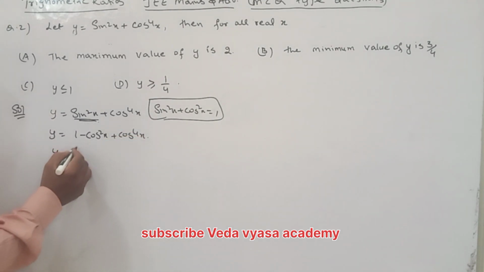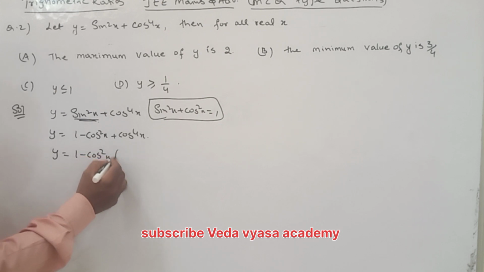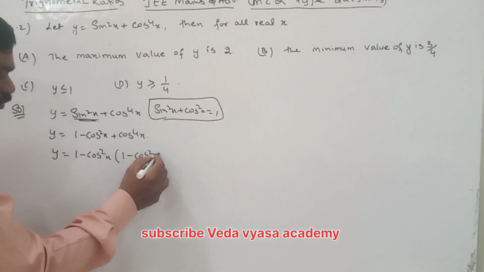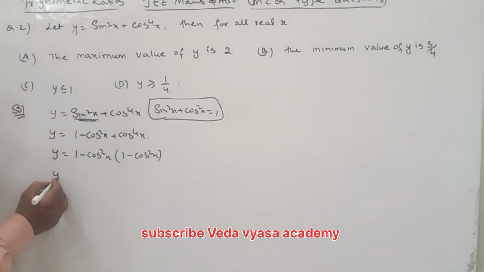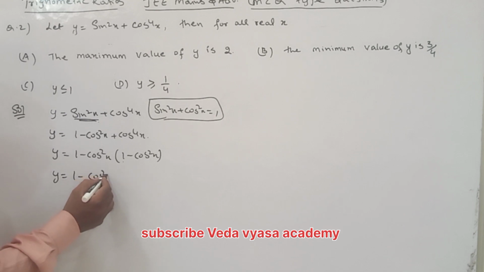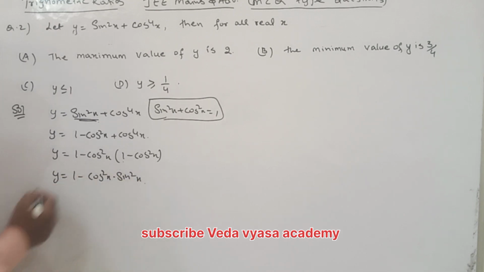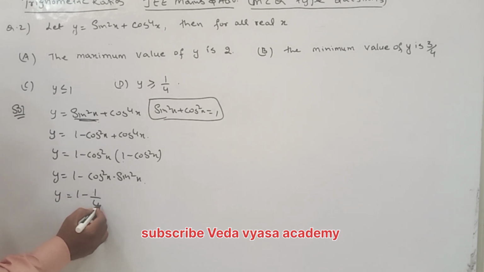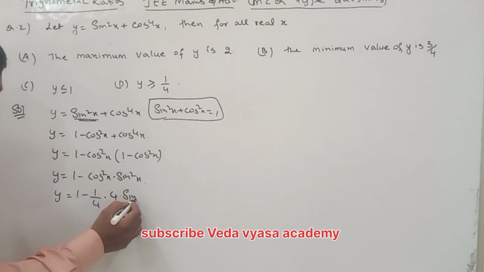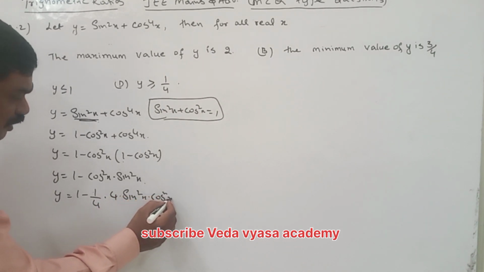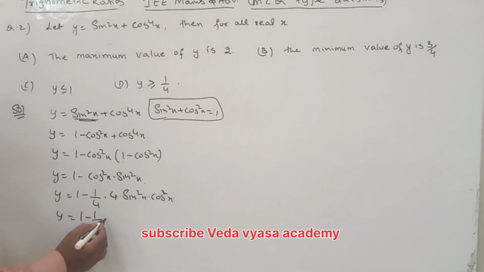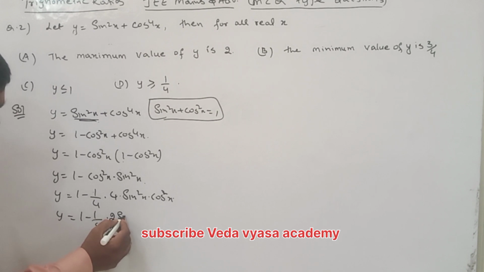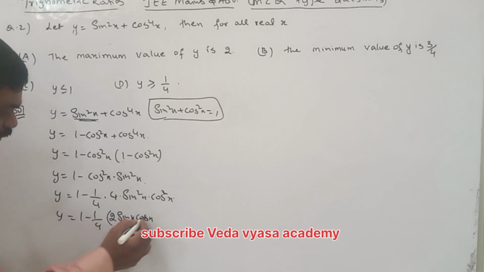So y is equal to 1 minus cos square x as common, 1 minus cos square x. But 1 minus cos square x is equal to sin square x. So y is equal to cos square x into sin square x. This can be written as y is equal to 1 minus 4 into 1/4 into 4 into sin square x into cos square x. So y is equal to 1 minus 1/4 into 2 sin x cos x whole square.